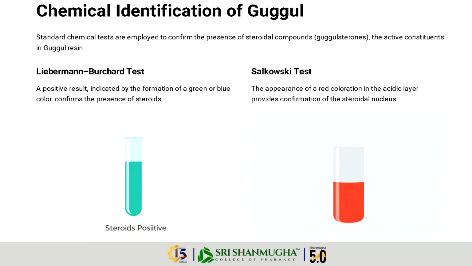First, the Liebermann-Burchard test. When Guggul is treated with acetic anhydride and concentrated sulfuric acid, a positive result is indicated by the development of green to blue color, confirming the presence of steroids. Second, the Salkowski test. Here the resin is dissolved in chloroform and concentrated sulfuric acid is added carefully. A red color appearing in the lower acidic layer confirms the steroidal nucleus. These two tests are classic for steroidal resin and are frequently asked in practical and theory exams.